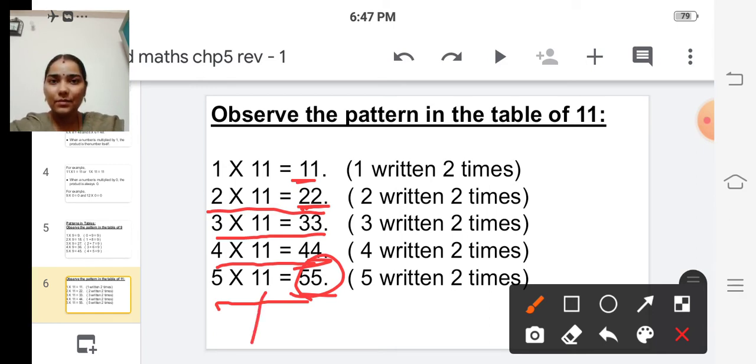So in the 11th table, the product is 1 is written 2 times, and if we multiply by 2, then 2 is written 2 times. If we multiply 11 by 3, then 3 is written 2 times as the product. Yes, when we multiply 11 by 4, then the product is 4 written 2 times, that is 44. Yes, and so on it will go. Did you observe, children?